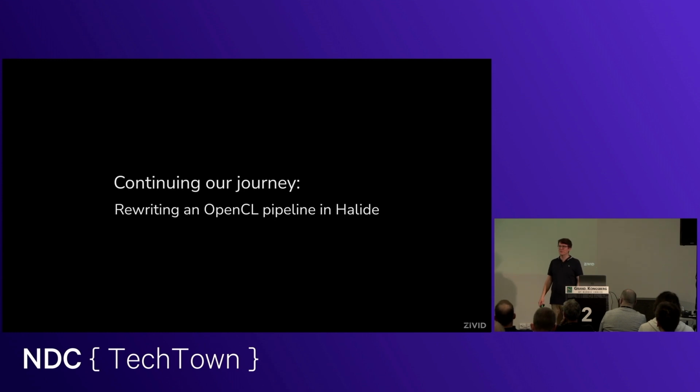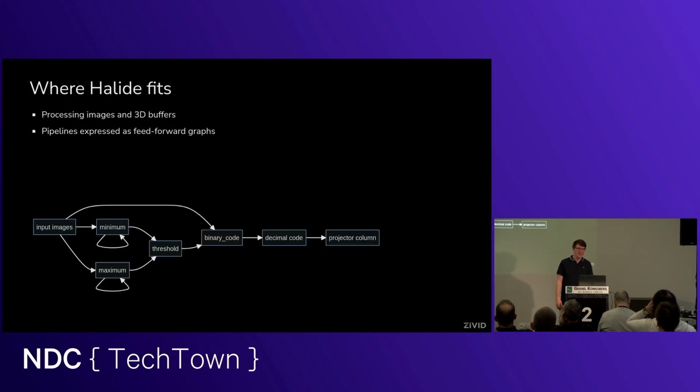Right, so let's continue this journey. We started rewriting our OpenCL pipeline in Halide when we saw these benefits and saw that, hey, this might actually become very useful for us. And we had a honeymoon period where Halide fit really well, especially in the earlier parts of the image processing pipeline. And that's the parts where we're working only on images or n-dimensional buffers.